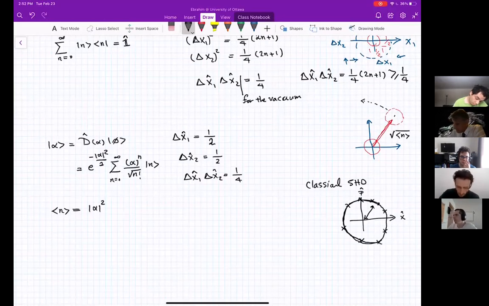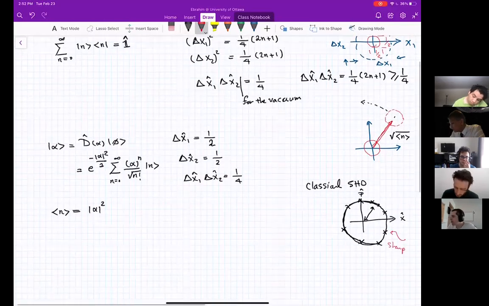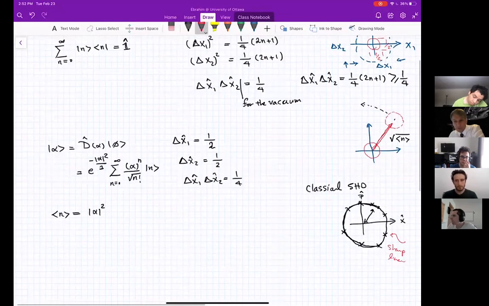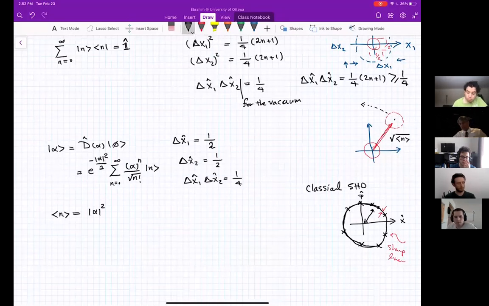But that is a very sharp line. Essentially, what does it mean? It doesn't have uncertainty. So essentially, it can be as small as you wish. All right. So that was for the case of coherent state.